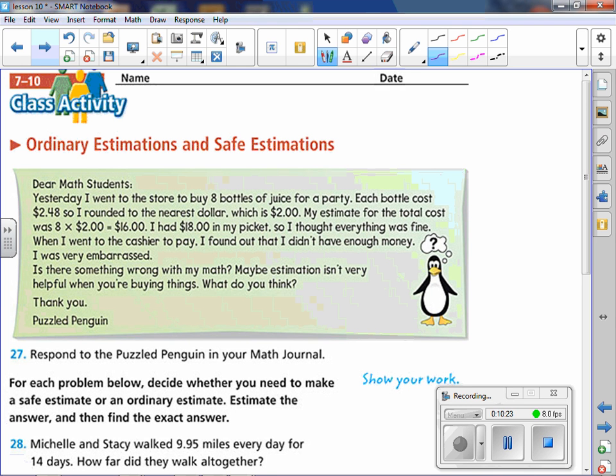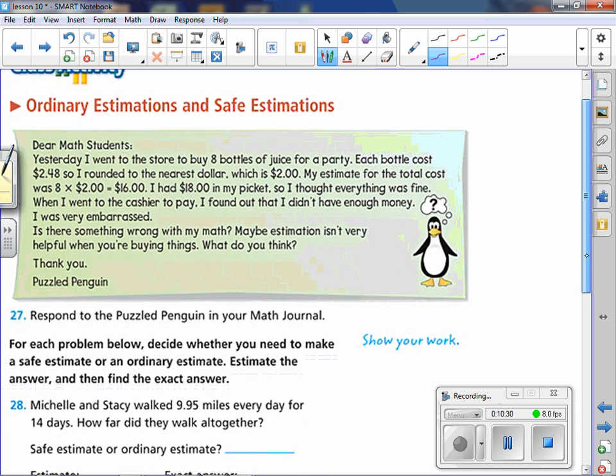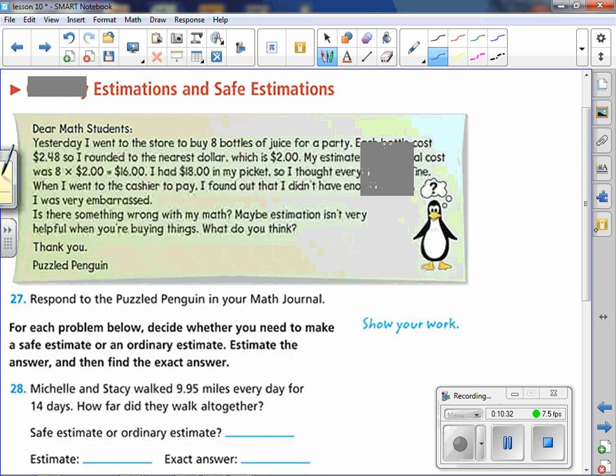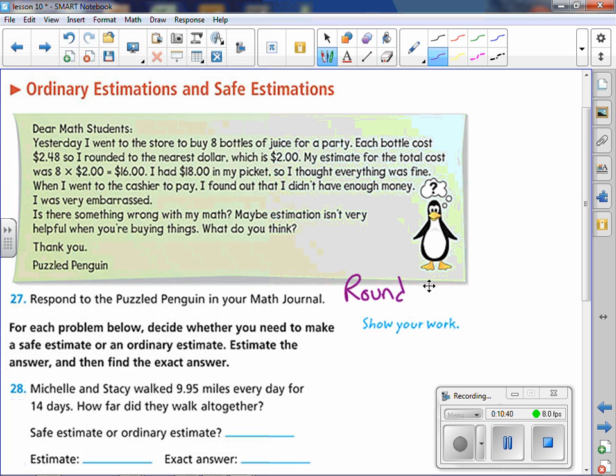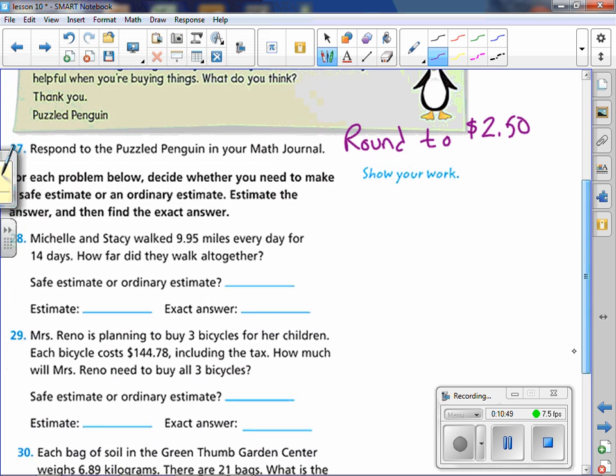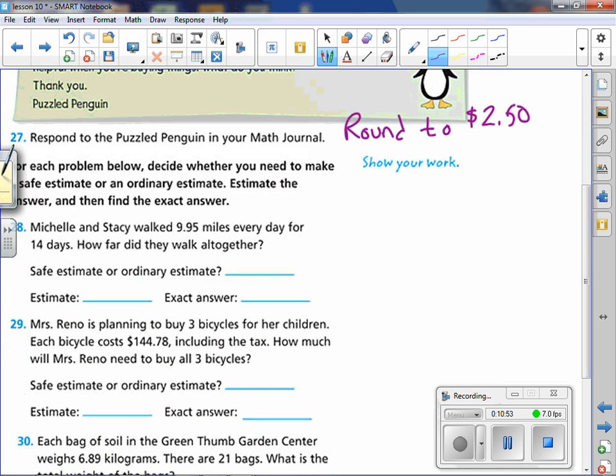What do you think? Okay, well, hopefully what you're thinking right away is, come on, Puzzled Penguin, you've got to take into consideration tax, and you rounded down. So Puzzled Penguin probably should have rounded to $2.50 or so. Be thinking about the ways in which you round, whether you're using safe estimation or otherwise.